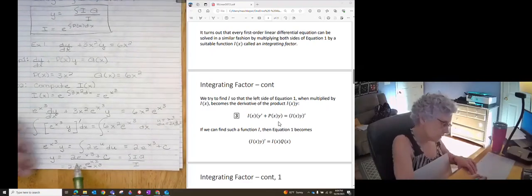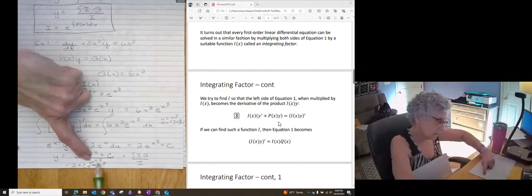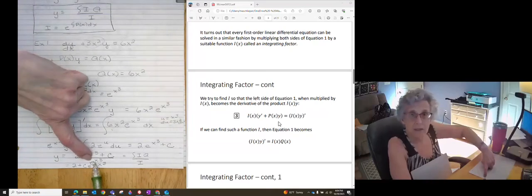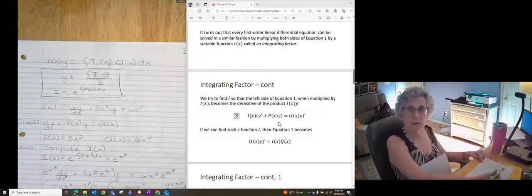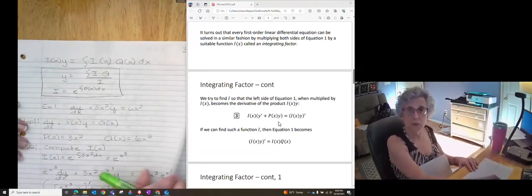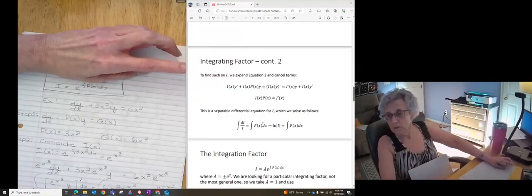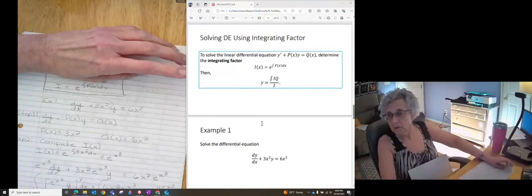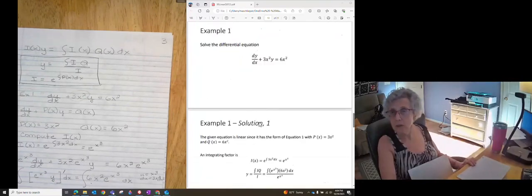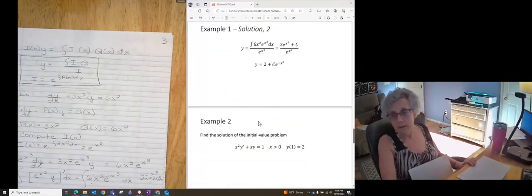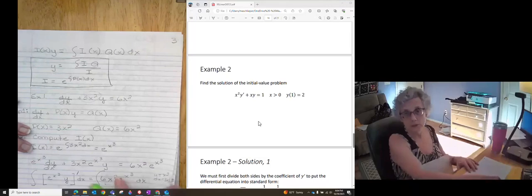So y is equal to the integral of I times q divided by my integrating factor. Always going to work for you. Integral of IQ over I. So, pretty answer. There's the nice blue box with your summary. And there's the pretty answer. Now we have an initial value problem.